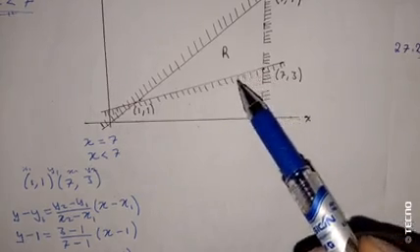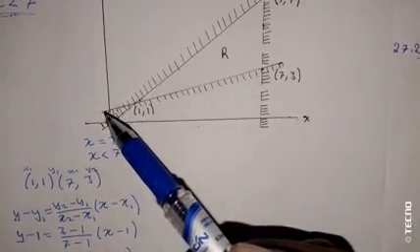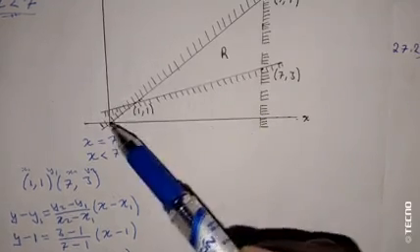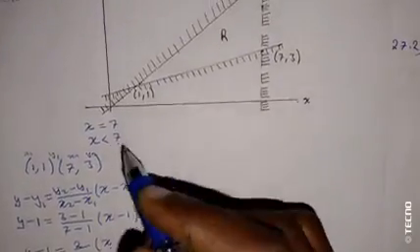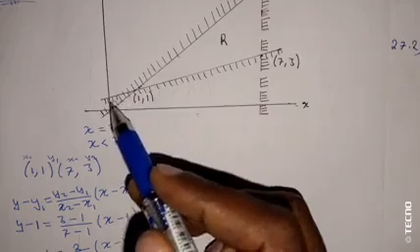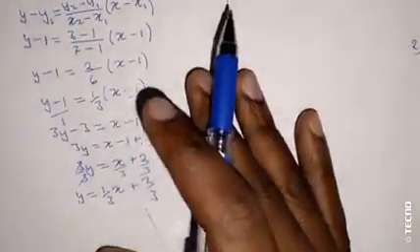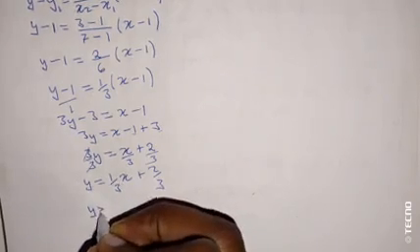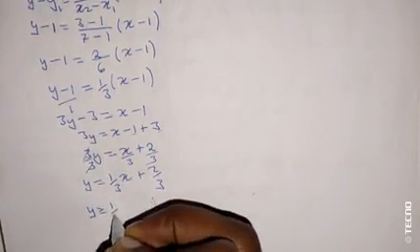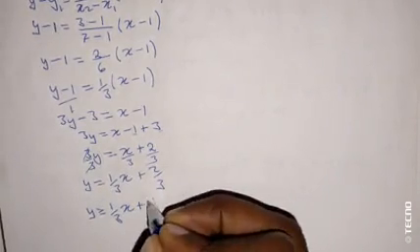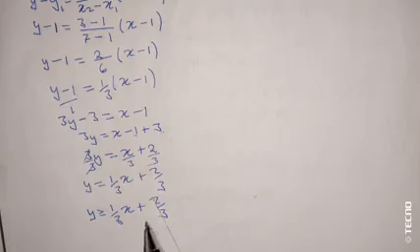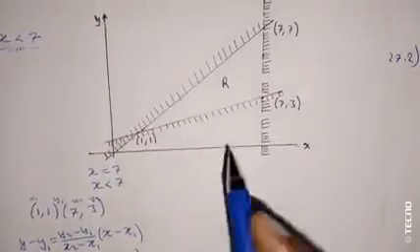Since this part that has been shaded is less than Y, and what you want is the greater part, remember we shaded the unwanted region. So instead of having the less than here, we are going to put the greater. So here we are saying that y is greater or equal to 1 over 3x plus 2 over 3. This is the inequality that is being represented here.